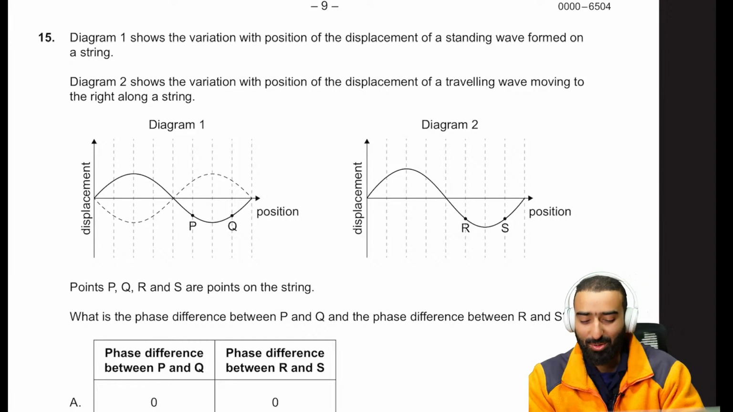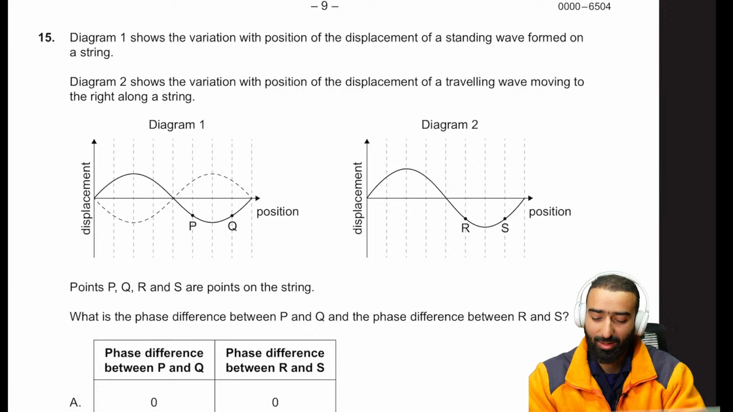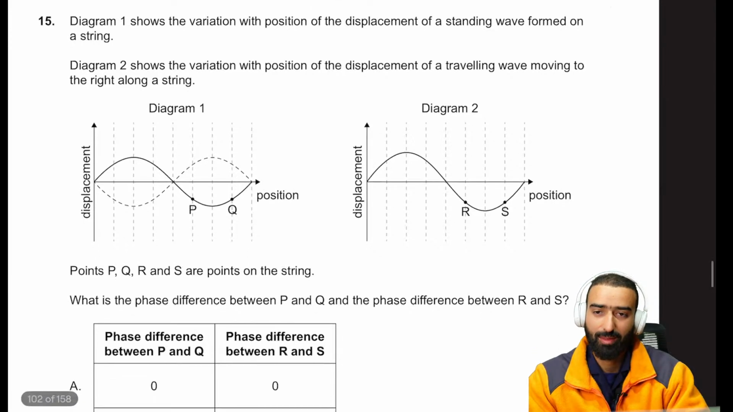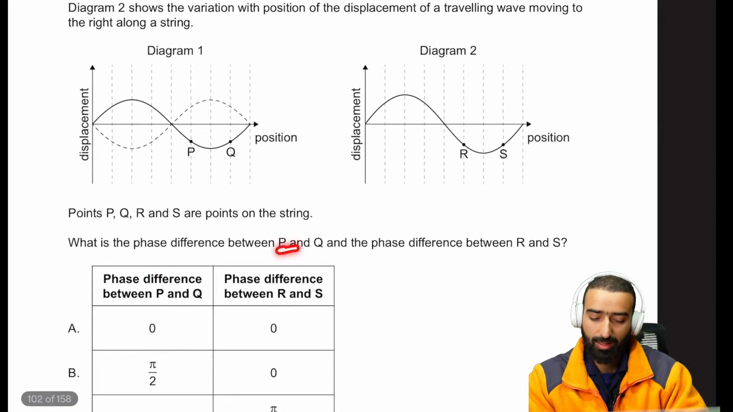So diagram 2 shows the variation with position of the displacement of a traveling wave moving to the right along a string. Points P, Q, R, S are points on a string. What's the phase difference between P and Q?